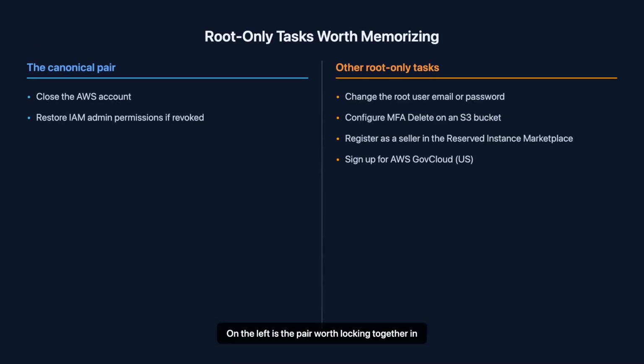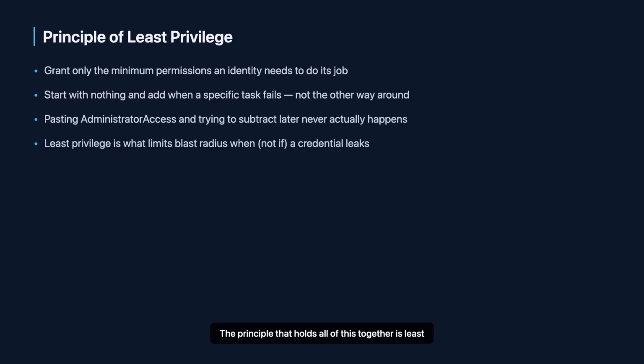On the left is the pair worth locking together in memory. Close the Amazon Web Services account and restore IAM admin permissions if they ever get revoked. On the right are the other tasks that also require root. Change the root user's email or password, configure MFA delete on an S3 bucket, register as a seller in the reserved instance marketplace, and sign up for Amazon Web Services GovCloud in the US. The pattern is account-level operations that affect the existence of the account itself, or recovery actions that no other identity can perform.